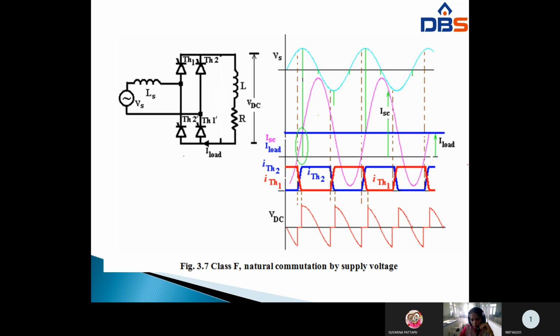At first, before the thyristor starts, the load voltage on the negative half cycle will be increasing, and it will come to 0, and it will go on increasing on the positive half cycle, and it will come to 0. So this will keep increasing and decreasing. So this is the class of natural commutation supply voltage waveforms.